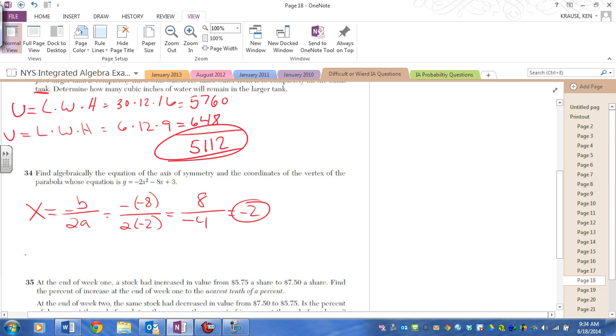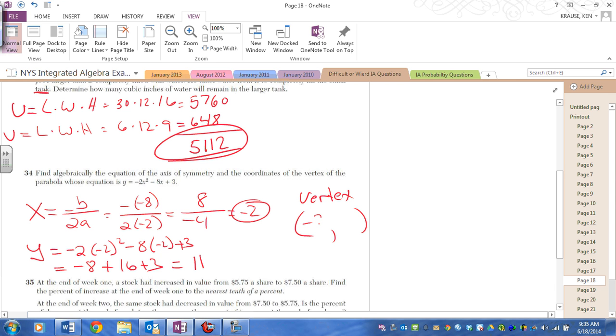Now, to get the vertex, we're going to have to take that and sub that back in. So I get y equals negative 2 times negative 2 squared minus 8 times negative 2 plus 3, which is equal to, this is positive 4 times negative 2, which would be negative 8 plus 16 plus 3. You could have just typed this in your calculator, and this is equal to 11. So my vertex, and you got to label this, and you got to tell the coach, the reader, or the grader that you know what you're talking about. My vertex is negative 2, 11.